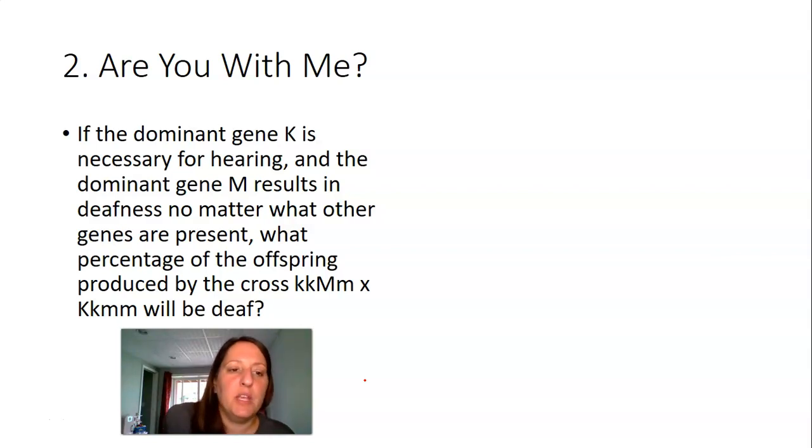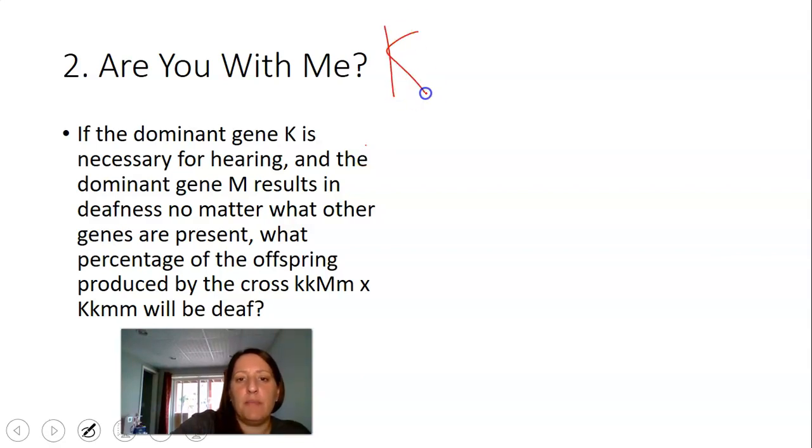So let's go ahead and read it. It says, if the dominant K gene is necessary for hearing, so let's write this: capital letter K equals can hear.